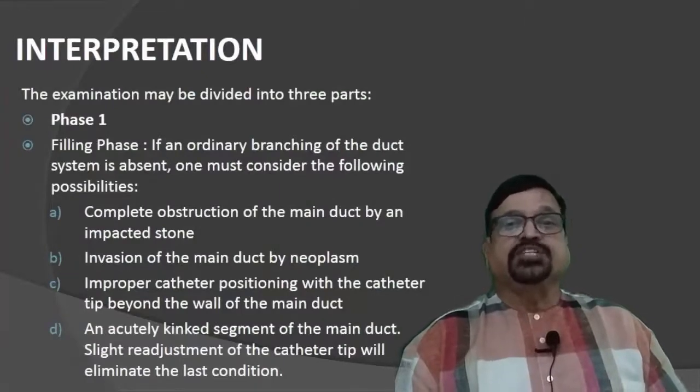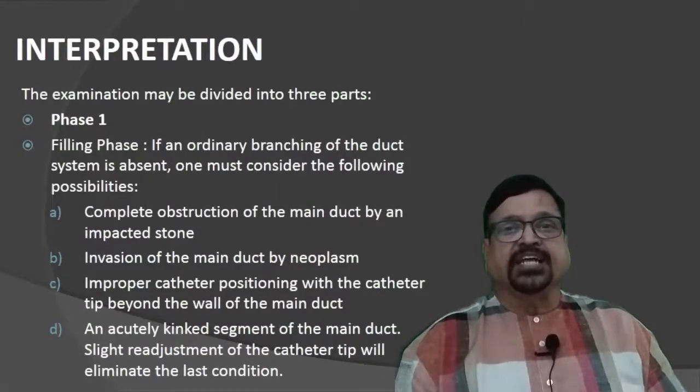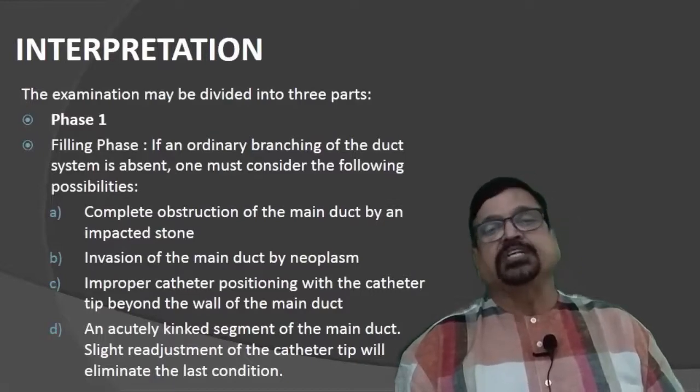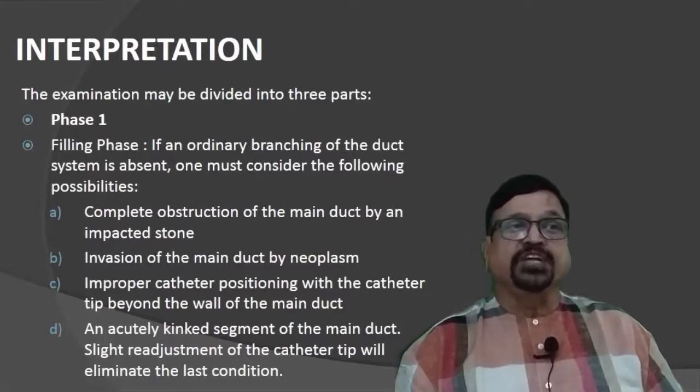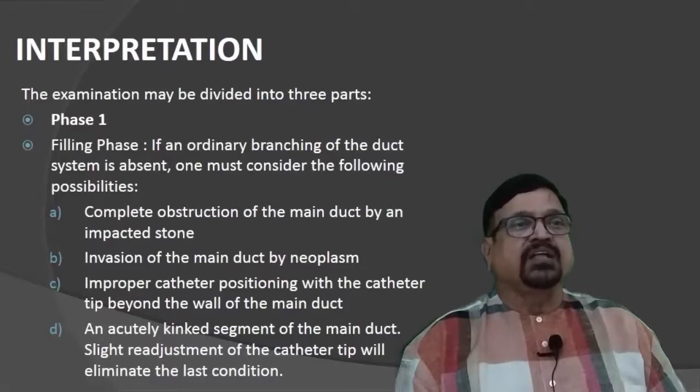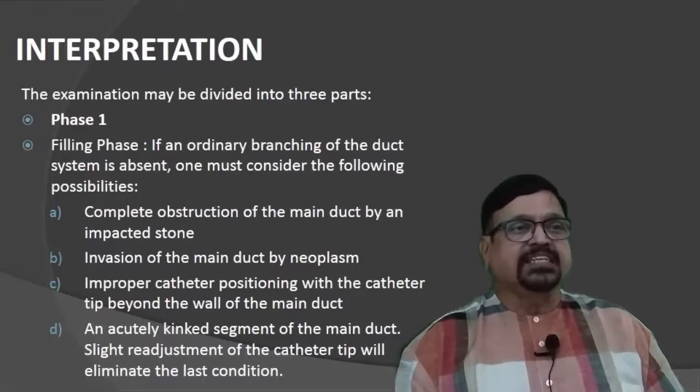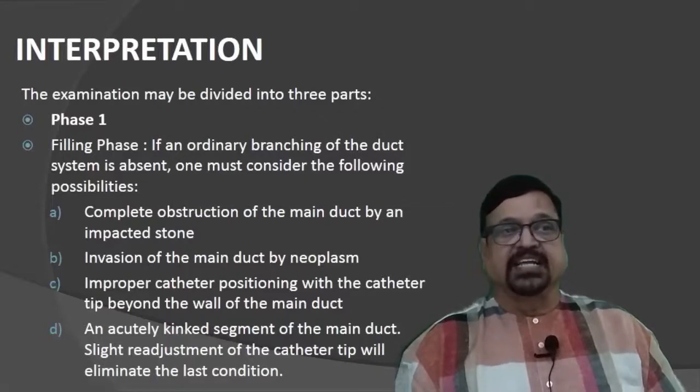Phase 1, which I told you, is slow injection of the contrast into the parotid duct. Now this is most important if you want to visualize a duct in segmental manner. So it's a filling phase. If an ordinary branching of the duct system is absent, one must consider the following possibilities.